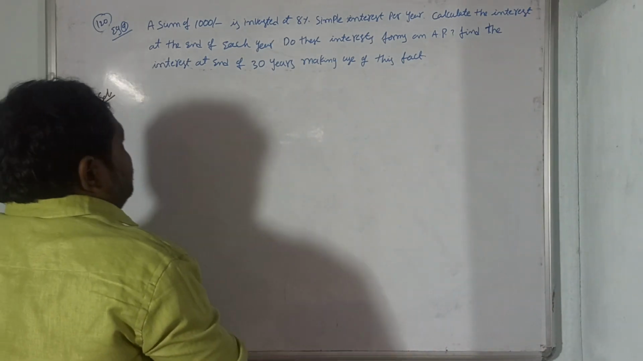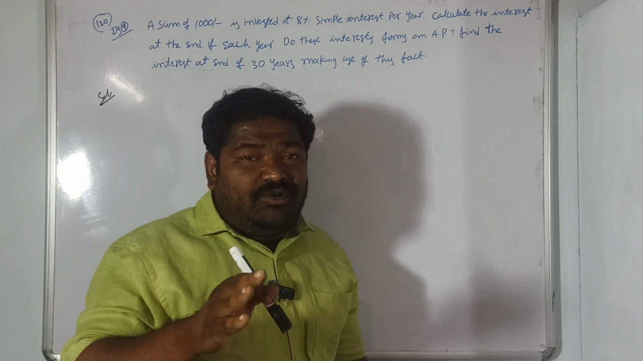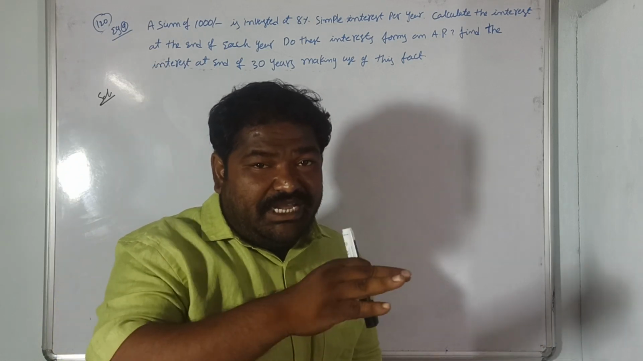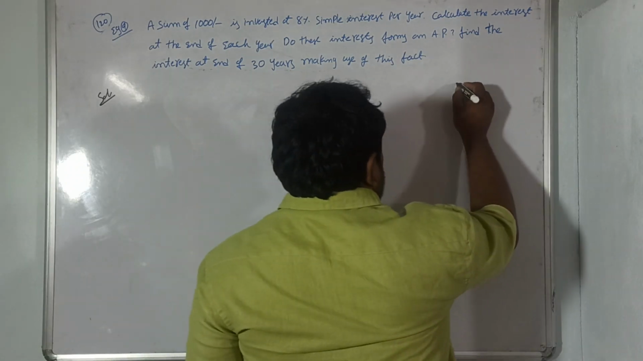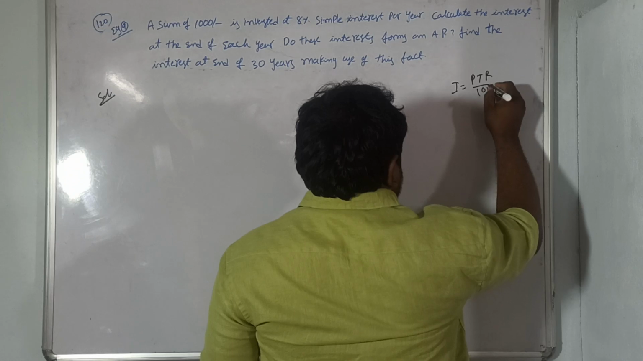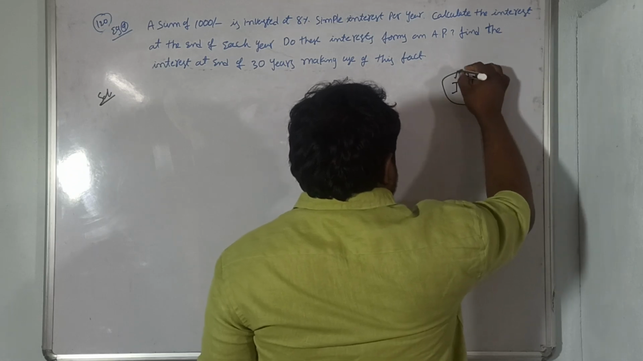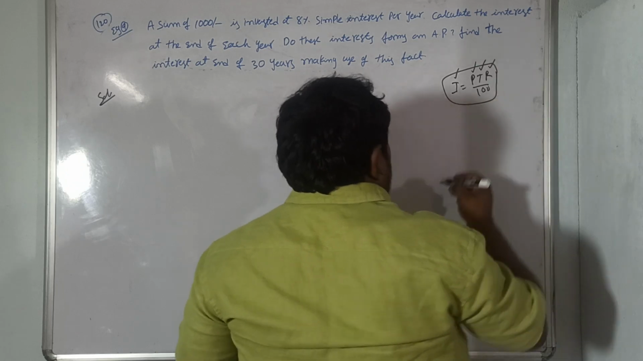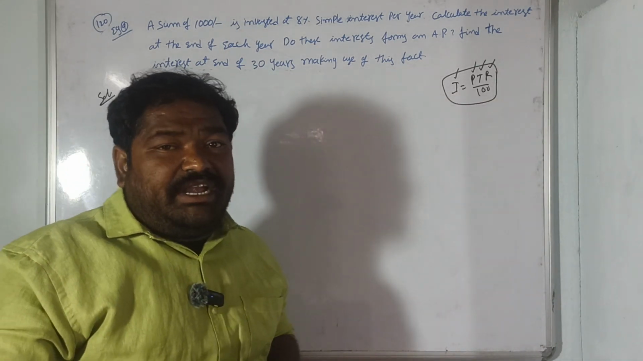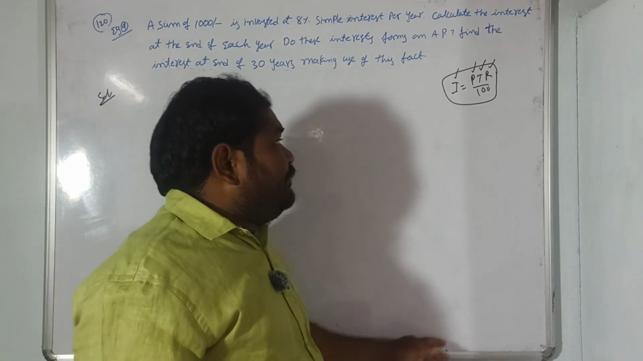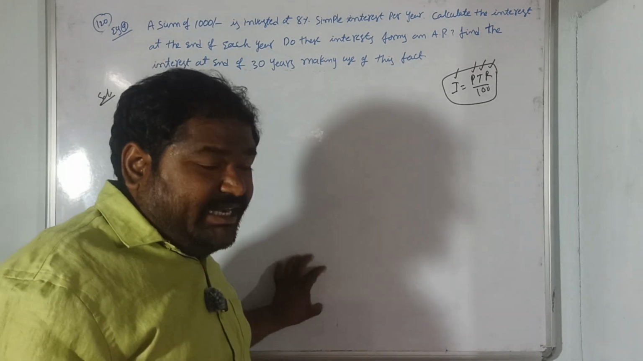Before going to solve this, do this. You have the formula of simple interest, right? I equals PTR by 100. Here I stands for interest, P stands for principal, T stands for time, R stands for rate of interest. By using this formula, we can calculate the interest.